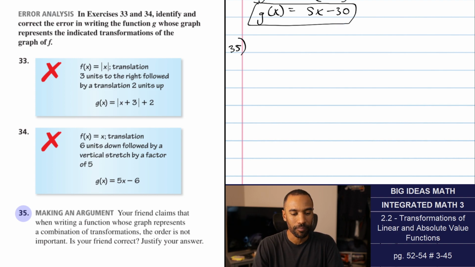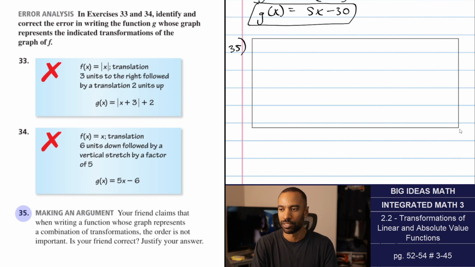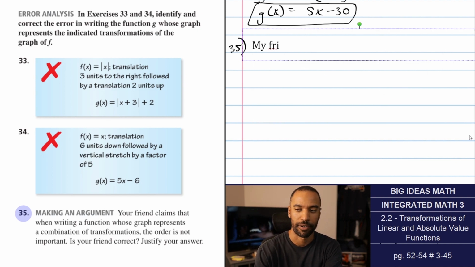Your friend claims that when writing a function whose graph represents a combination of transformations, the order is not important. Is your friend correct? Justify your answer. Your friend's not correct. Dude, we just did problem number 34. Of course it matters. So, yes, my friend is incorrect.